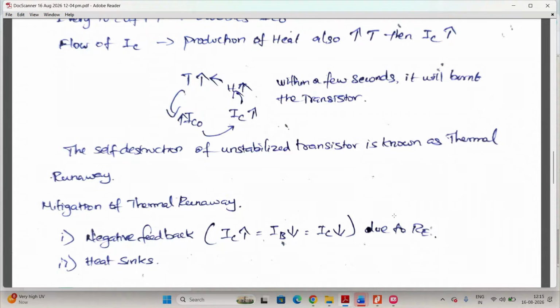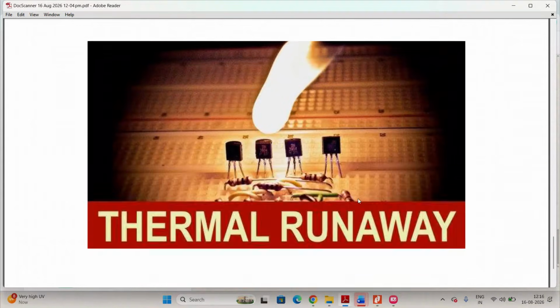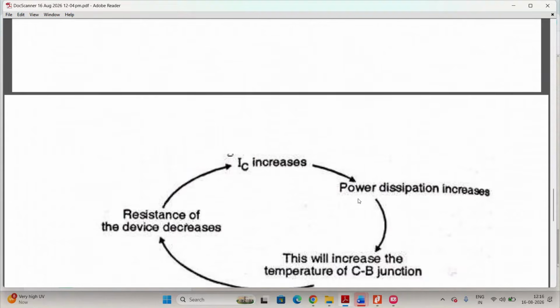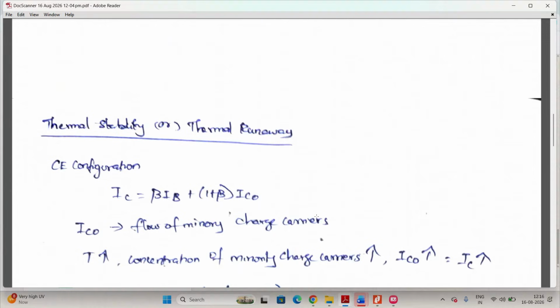So this is the concept of thermal runaway and thermal stability. It is an important topic, so try to study this also. It may be asked in many examinations, and in many 2 marks questions and answers.